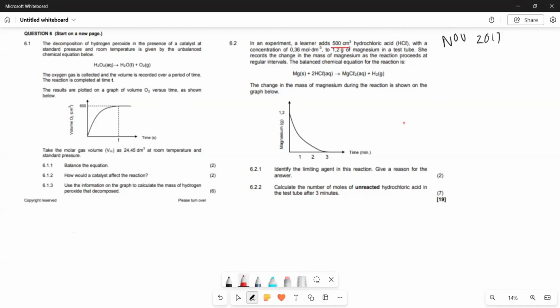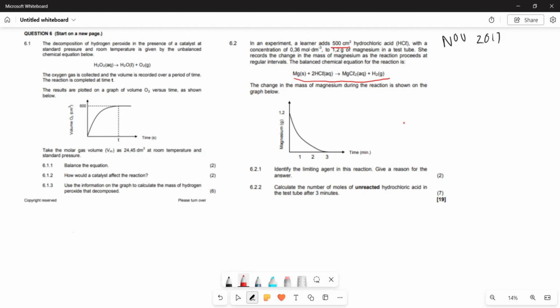Now let's understand the question. This is your balanced reaction. They say the change in mass of magnesium during the reaction is shown below, so this graph represents the change. Now they say identify the limiting reagent in this reaction. Give a reason for your answer.